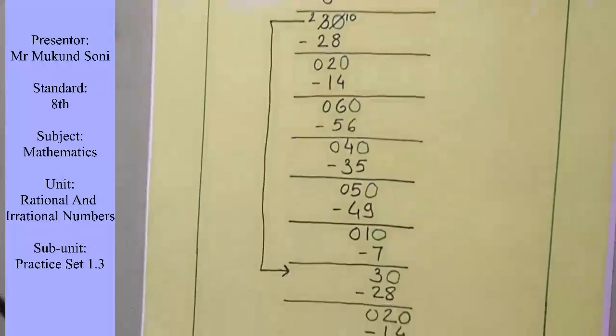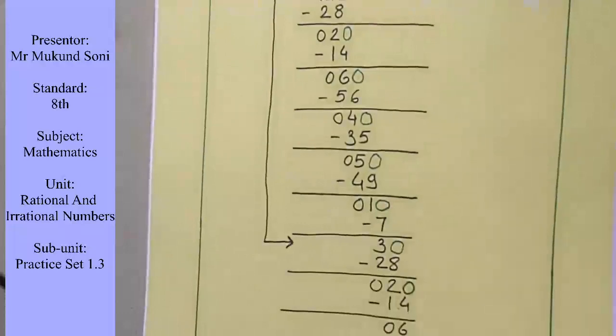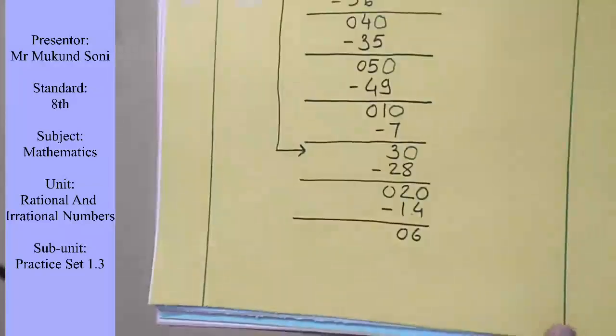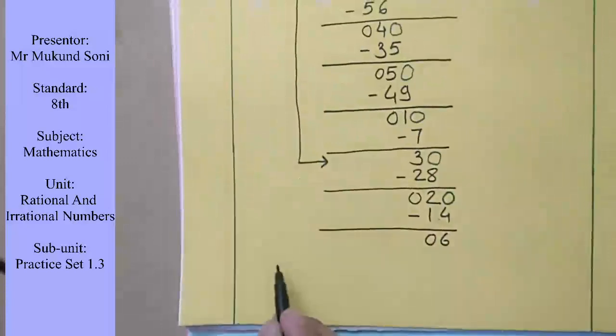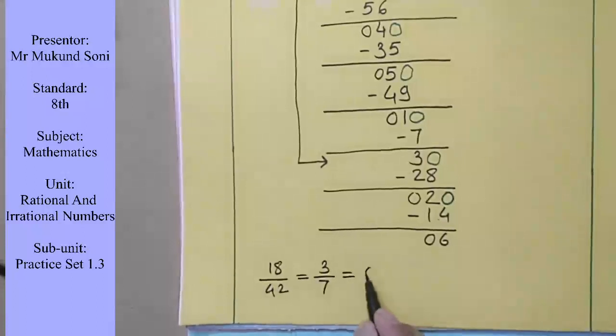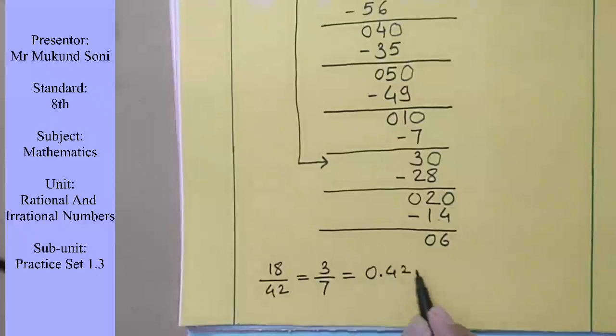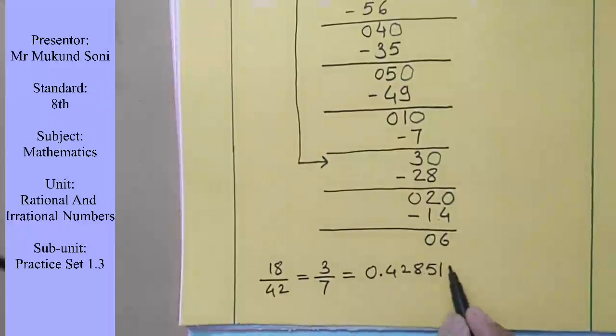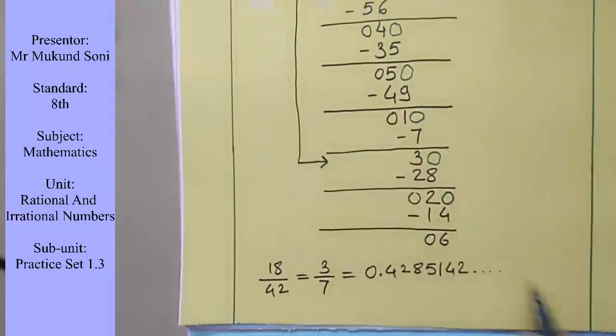Then what exactly is my answer at the end? So at the end you will find your answer for 18 over 42, which is the same as 3 over 7, will be equal to 0.4285142, which is equal to 0.42851.